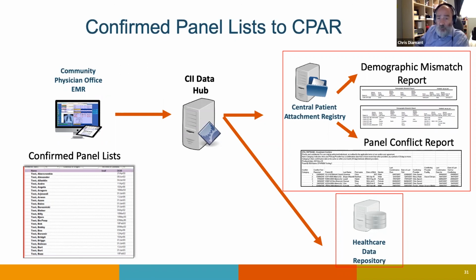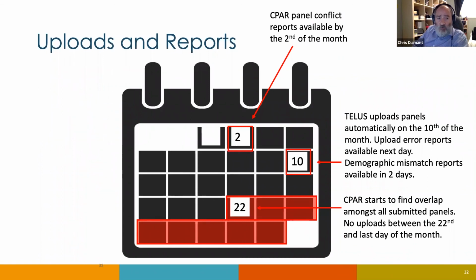It's important to keep those things up to date. Just a quick note about how this all works. So for MedAccess, on the 10th of the month, the EMR will automatically upload the panel to CIPAR. When that information goes to CIPAR, it's processed immediately against the information that's in the client registry, and demographic mismatch reports are created right away, available within a day or two. And if there are any upload errors, of course, they're available the next day.